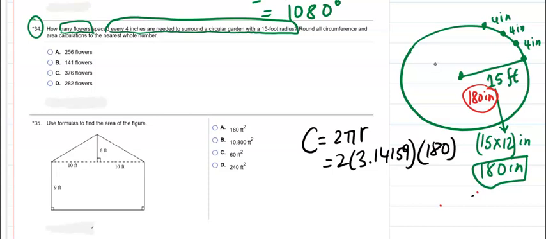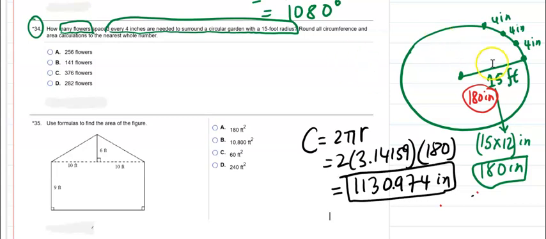I can put the inches at the final answer on the circumference. So if you multiply all 3 numbers, this gives you 1130.974 inches. Okay, that's the circumference.